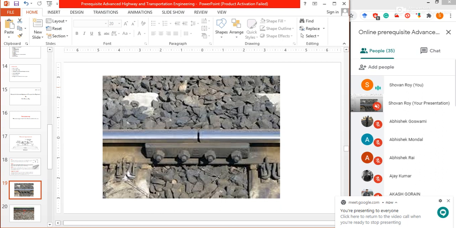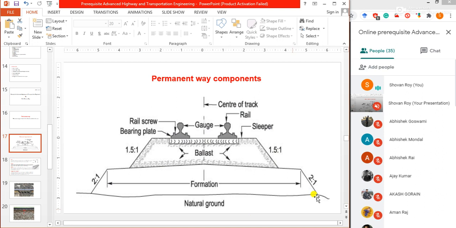The formation takes the total load of the track as well as of the train moving on it. The permanent way of track therefore consists of the rails, sleepers, fittings and fastenings, the ballast, and the formation. You can see all the components in this figure. This is the schematic diagram of the permanent way, and it is very important for broad questions on permanent way components.